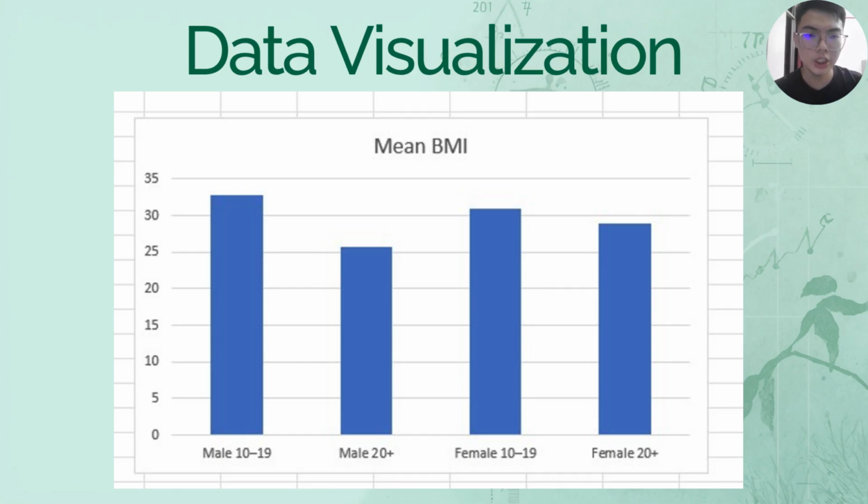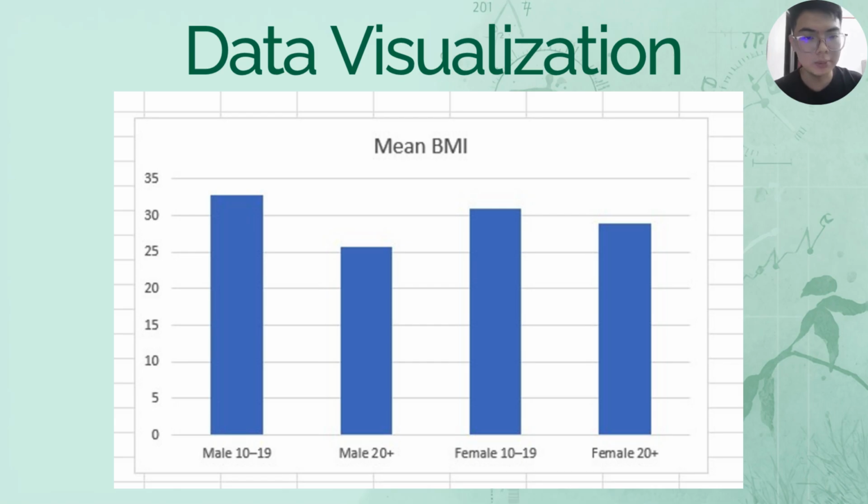This bar chart shows the mean BMI values for the 4 groups included in our study. Based on the chart, males aged 10 to 19 years recorded the highest mean BMI value of 32.74, while males aged 20 years and above recorded the lowest value of 25.75.